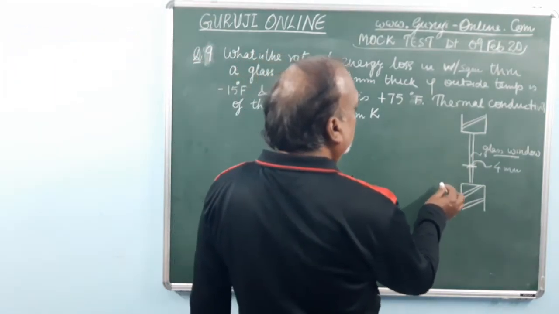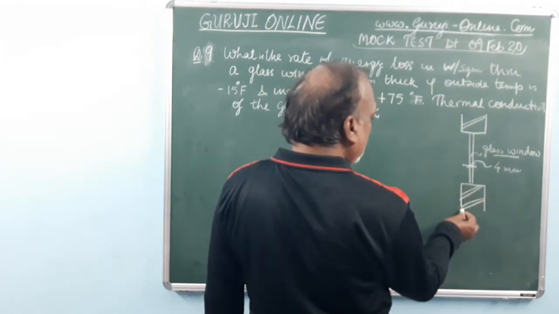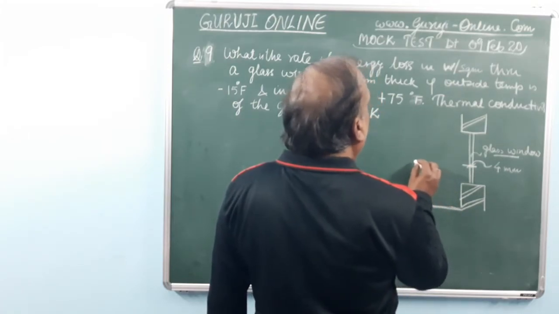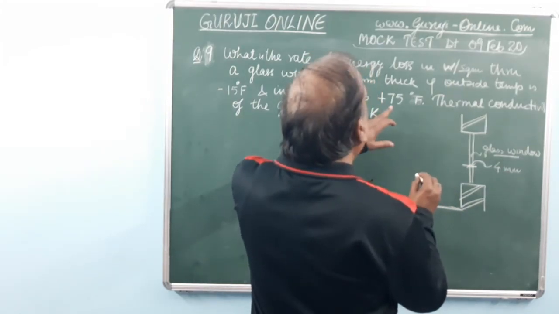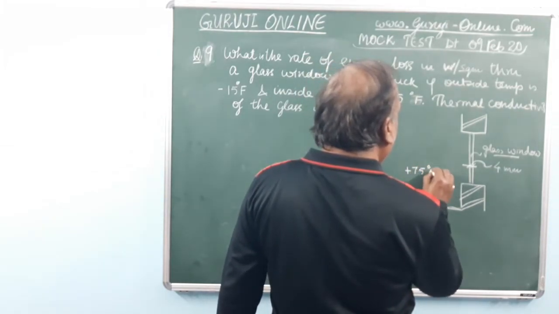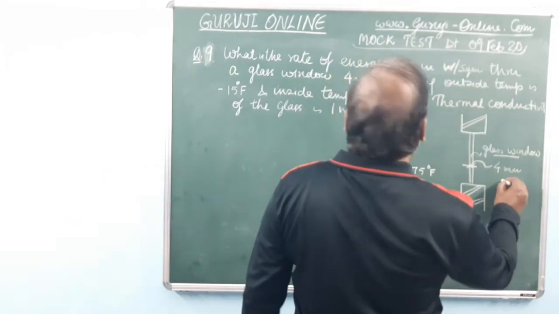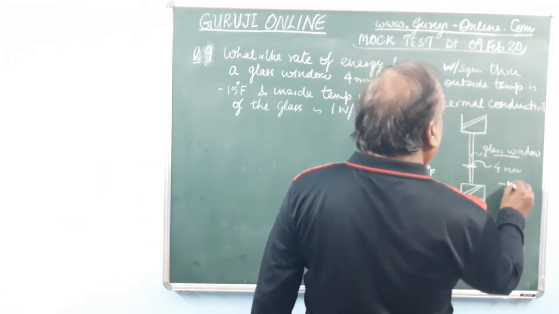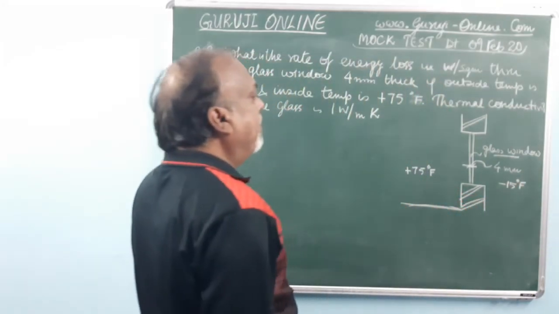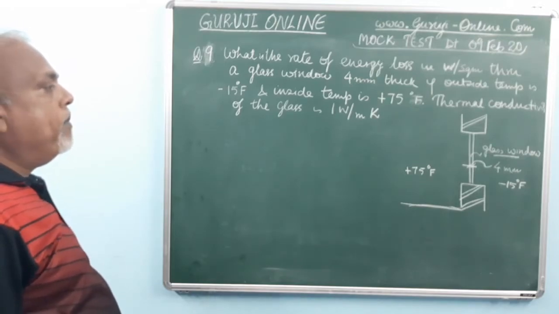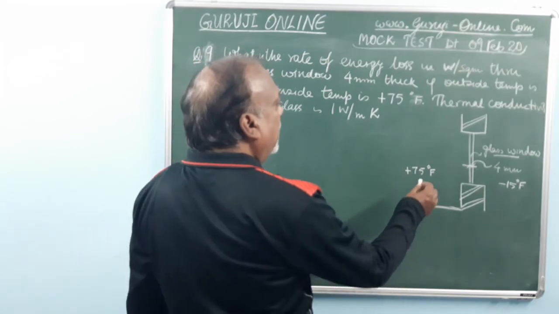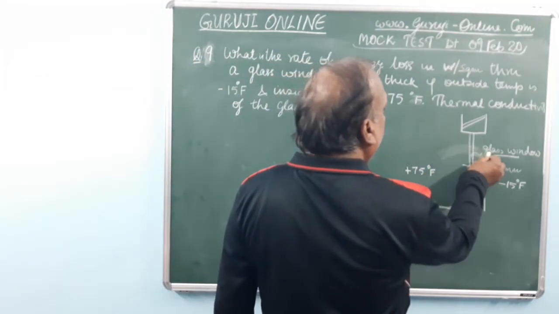Here inside, suppose this is the inside room. Here the temperature is plus 75 Fahrenheit. Outside temperature is minus 15 Fahrenheit. Naturally there will be energy loss like this.